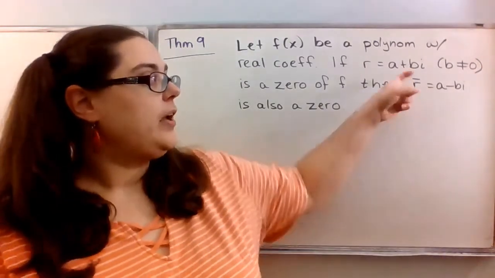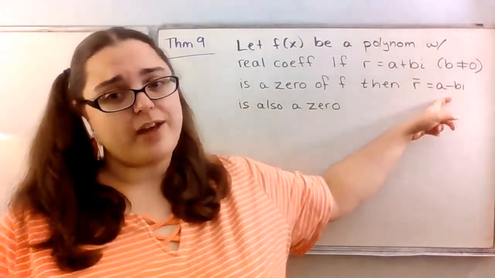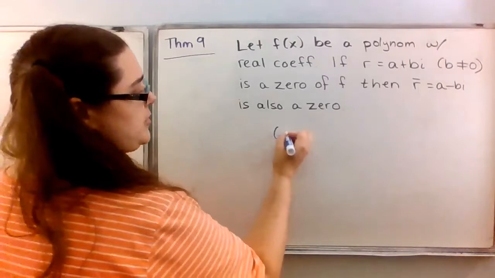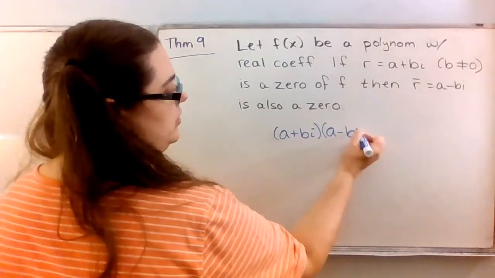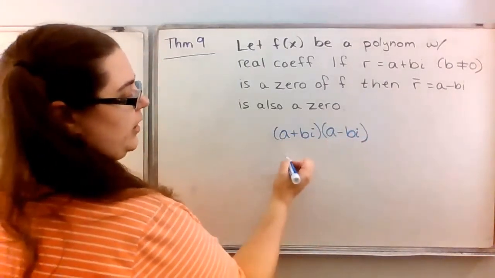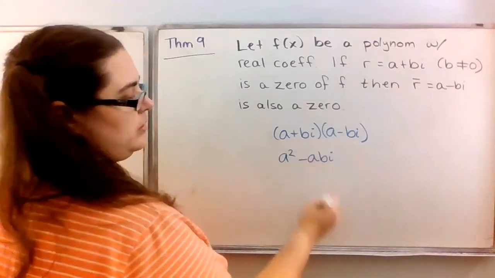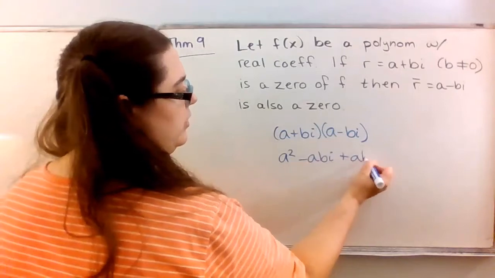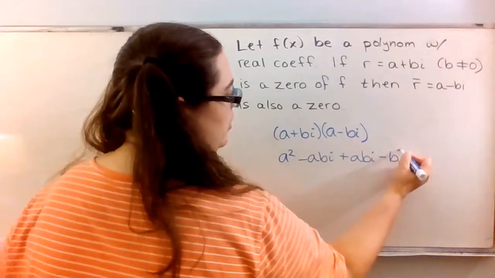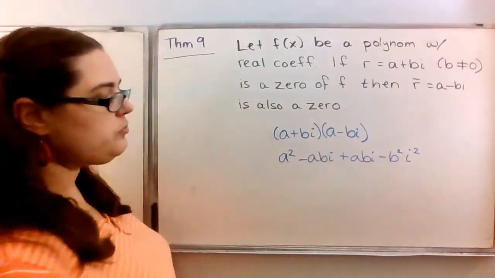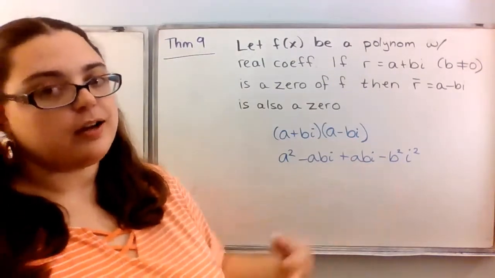So when you multiply a complex number with its complex conjugate, let's check and see if we get a real number out of that. If I take a plus bi and I multiply it by a minus bi, I'm going to get a squared minus abi plus abi, and then minus b squared i squared. So we can see that the i terms, the negative abi and the positive abi, are going to cancel each other out.